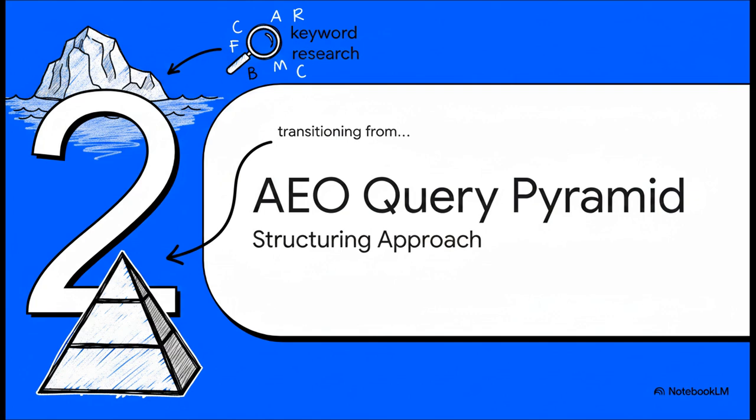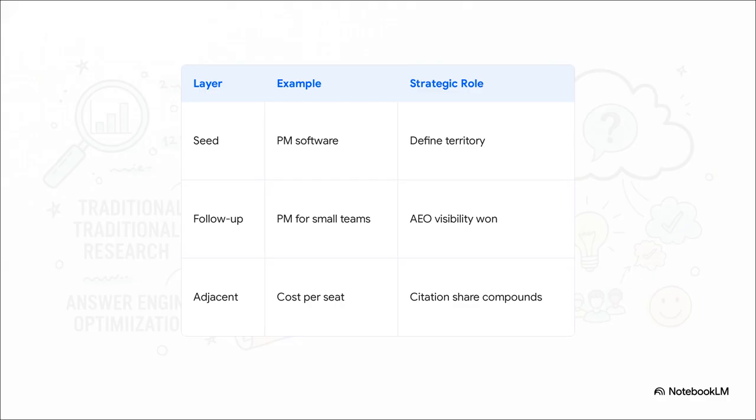Section 2, the AEO query pyramid. So there are 3 distinct layers you absolutely must conquer here. Up at the very top, you've got your seed queries. Think project management software. This defines your broad territory. But let's be real, classic SEO is an absolute bloodbath at this layer. You're fighting giant corporations with endless marketing budgets. The second layer down is the follow-up. A good example would be PM software for remote teams under 10. Now, this is the real battleground.